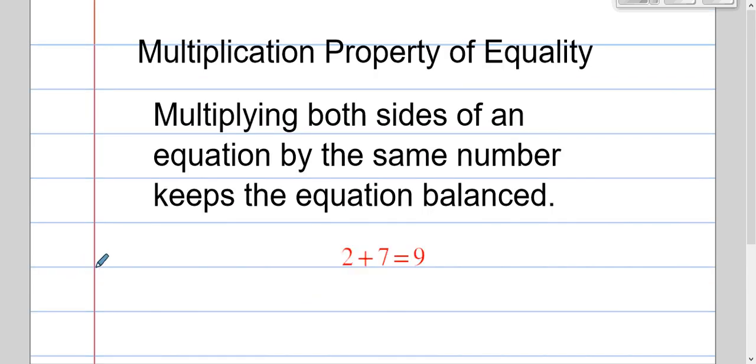The multiplication property of equality: multiplying both sides of the equation by the same number keeps the equation balanced. So here it's balanced. We need to keep it balanced. So if I multiply this side by 3, I need to multiply this side by 3 also. And I would get 27 over here and 27 over here.